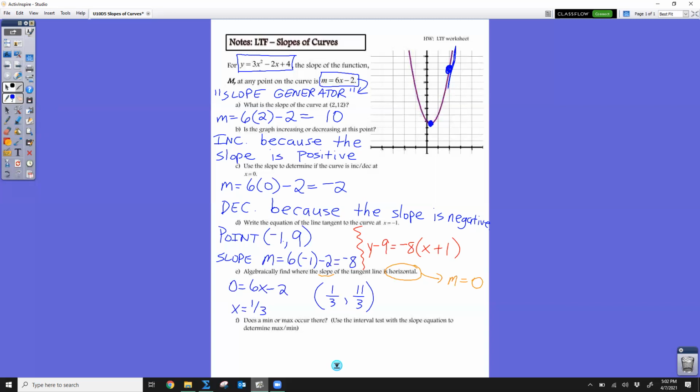And if you were to draw a line tangent to that spot, you can see that's exactly what we're talking about. The slope would be 0, and it's just barely touching that graph.